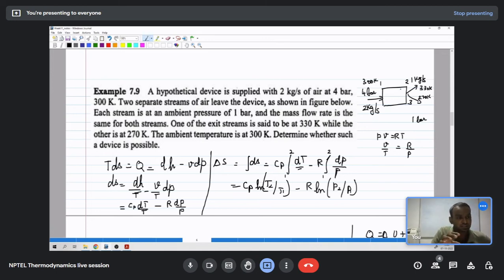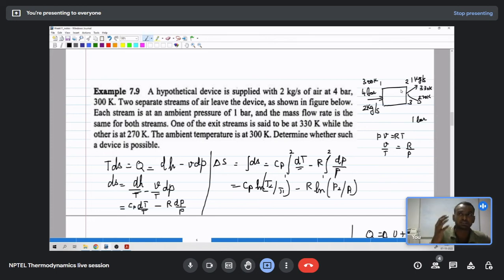So we know the inlet condition and the two outlet conditions. We need to check if such a device is possible which can take in 4 bar in and 1 bar out with these temperature changes. So this can be done using the second law, where we calculate the entropy change of the entire system, or the entropy change of the fluid that is going in and coming out. And if the entropy change is positive, we can say that yes, this device is possible. If the entropy change is negative, it is not possible, like with any process we cannot have a negative entropy change throughout the system.